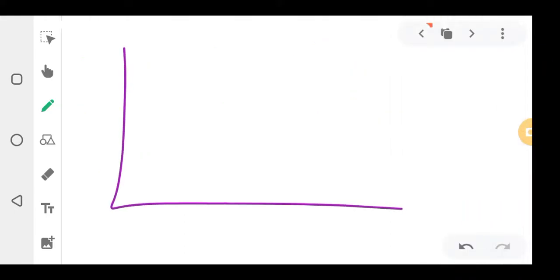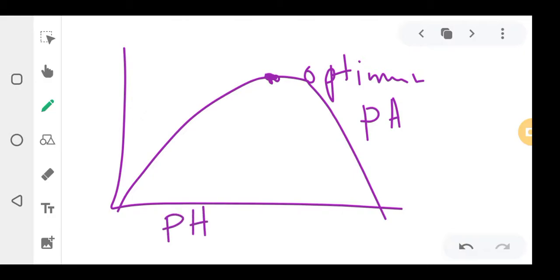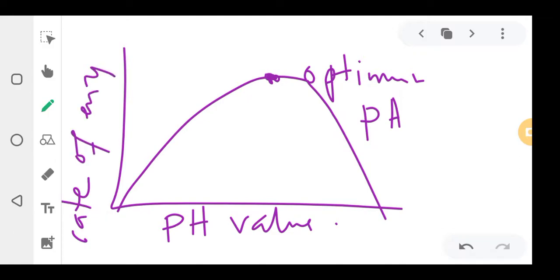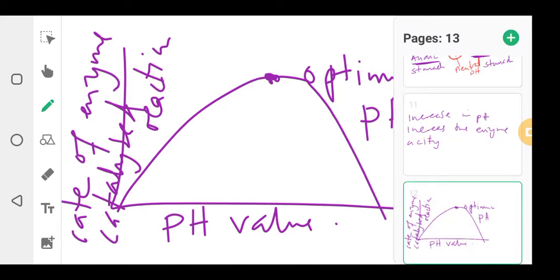So if this is a graph, for example, and the graph goes like this, the top is called the optimum pH, the highest point here. These are pH values, and this side is the rate of enzyme catalyzed reactions. You'll see them in the notes that I'll send. So that's what happens.